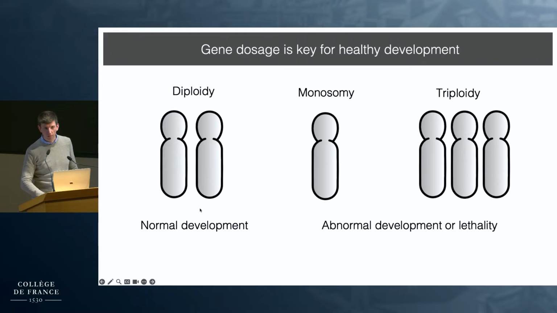So mammals are diploid, meaning that each autosome is present in two copies, and there can be departure from the diploid states. Chromosomes can be lost or gained. So gene dosage, the number of chromosomes, can change. And this can have consequences, can lead to abnormal development or lethality. In fact, changes in gene dosage is a hallmark of multiple diseases, including cancer. So it's very important that we better understand the responses that cells may have to changes in gene dosage.